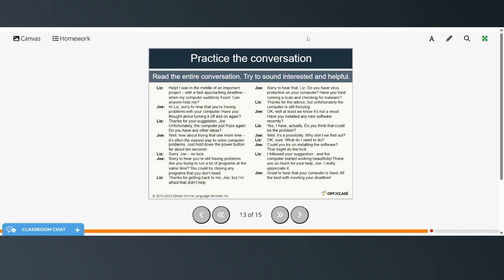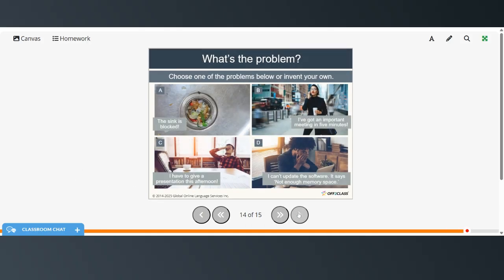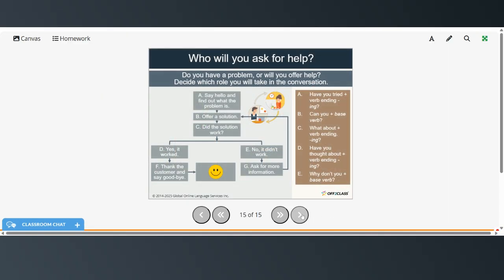All right, and now you can practice reading the conversation aloud to practice your speaking skills. And now choose one of these problems or invent one of your own. The sink is blocked. I've got an important meeting in 5 minutes. I have to give a presentation this afternoon, and I can't update the software. It says not enough memory space. So, do you have a problem or will you offer help?